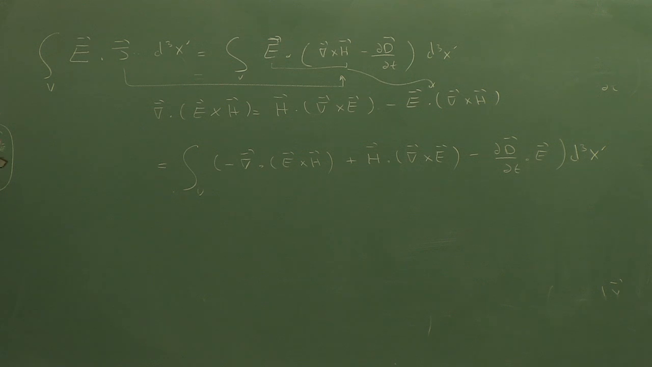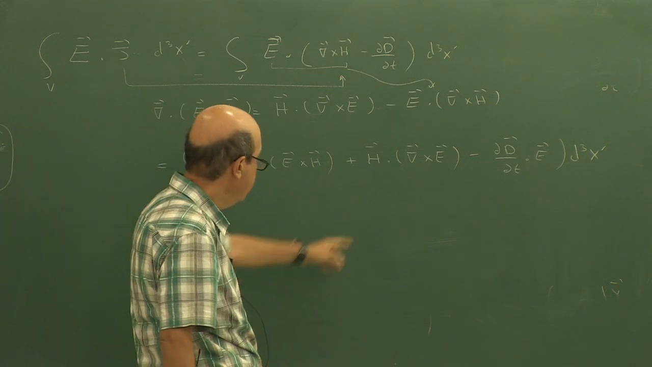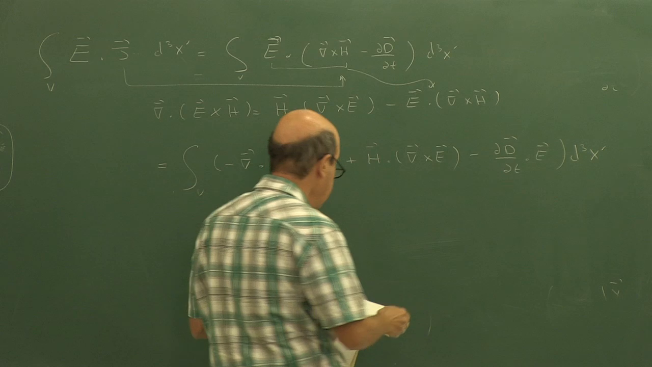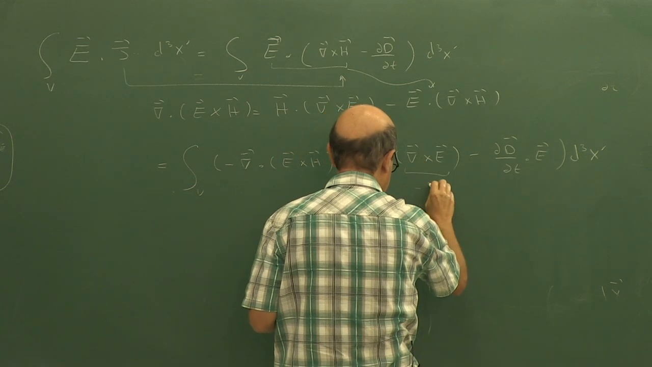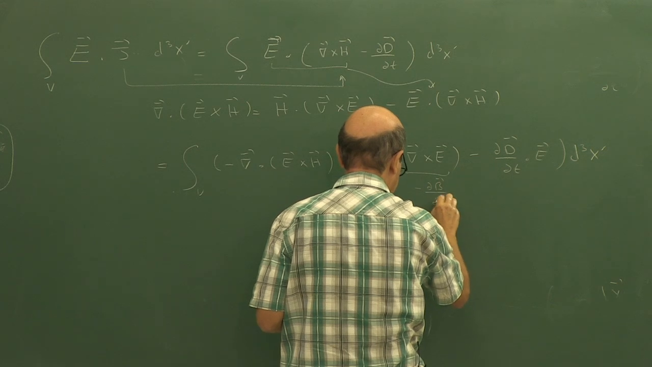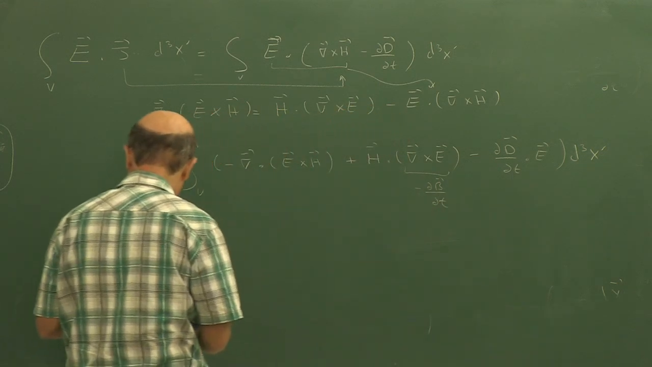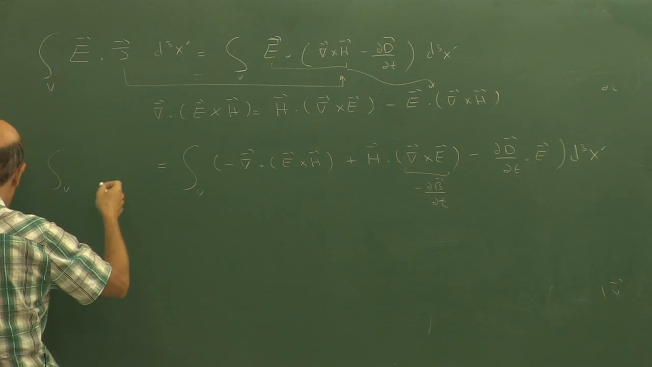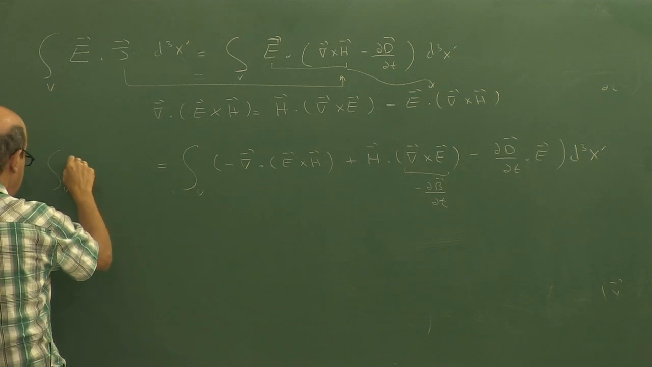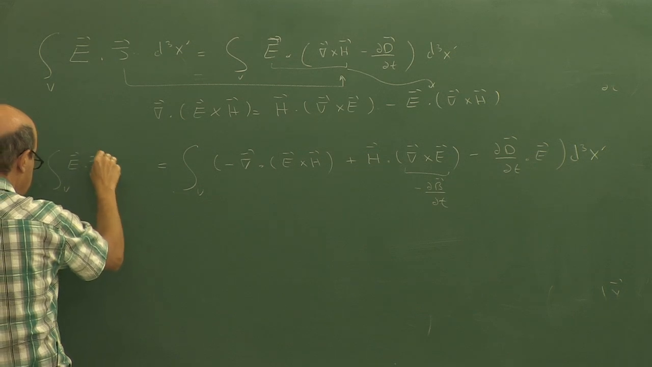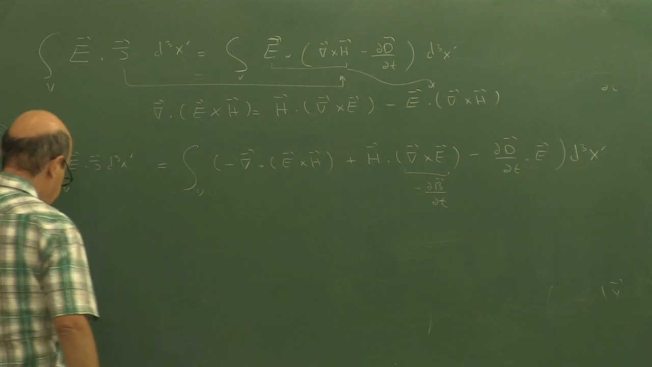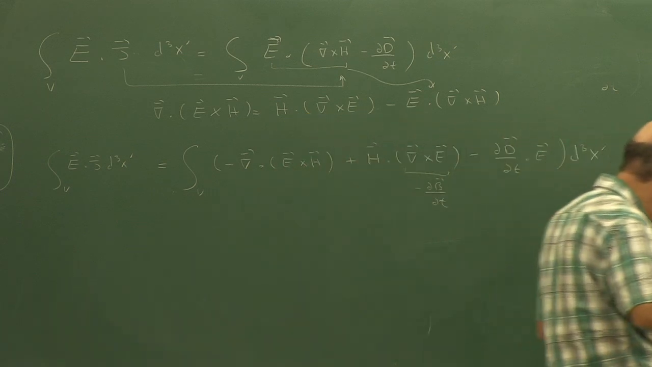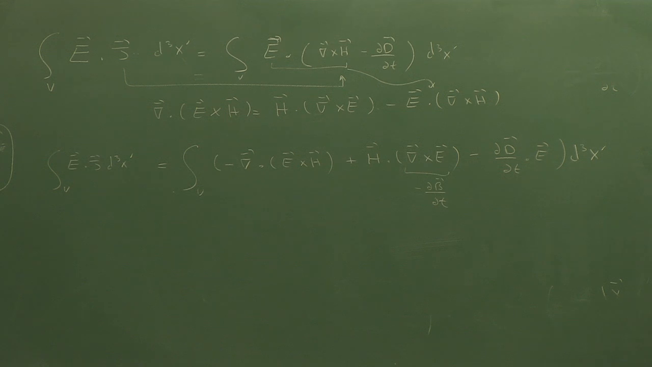Okay? You have curl of E. Again, from Faraday's law, instead of curl of E, you can write what? Del B over del t. So the left hand side is a volume integral of E dot J, integrated d cube x prime. This is the mechanical power on the charges, on the wires and sources, let's say sources.